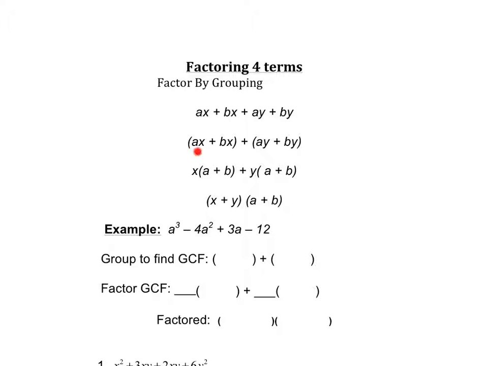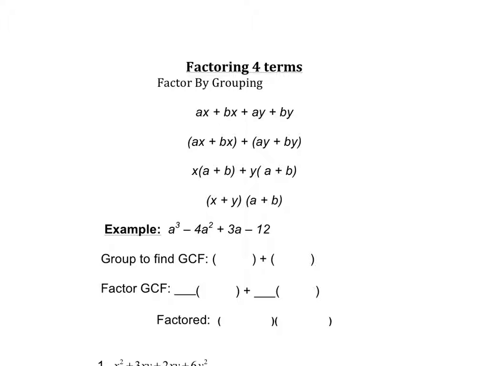Then I need to look at my first group. Is there anything in common between those two terms? AX and BX. There's an X in common, so I factor the GCF X. Now, if I factor X out of AX, I get an A. If I factor X out of BX, I get a B. So I just factored X out.